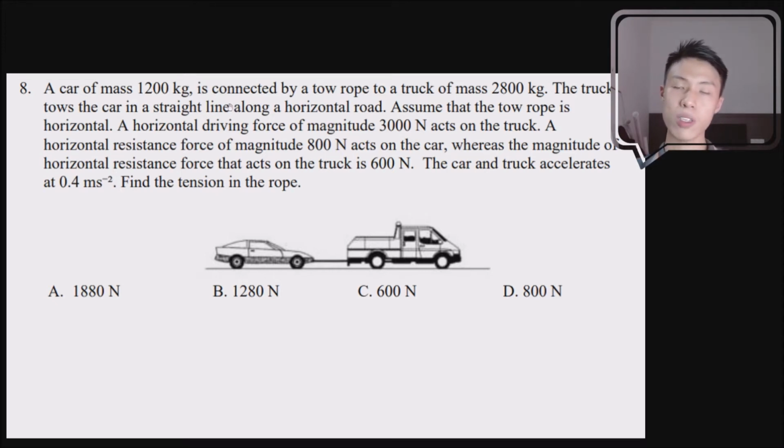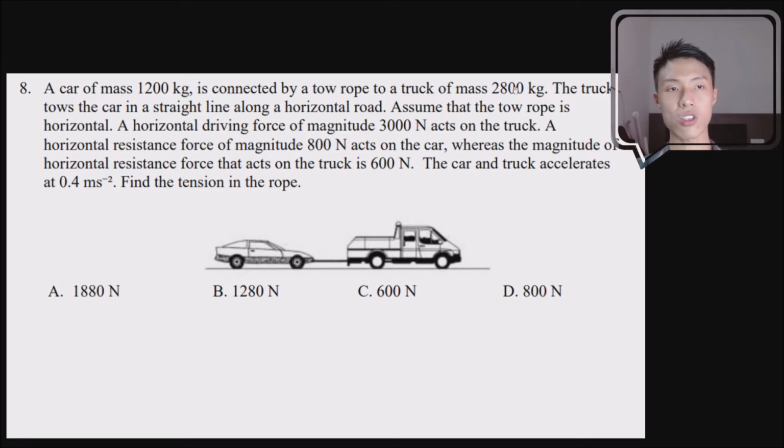Tows means you are dragging the car along, like what you see on the highway. So the truck is towing the car in a straight line along a horizontal road. The truck is driving to the right, then the car follows going to the right. It's a straight line motion, not curving anywhere. Assume that the tow rope is horizontal. So as you can see here, we assume this tow rope to be horizontal, so it's not at an angle. A horizontal driving force of magnitude 3000 Newton acts on the truck.